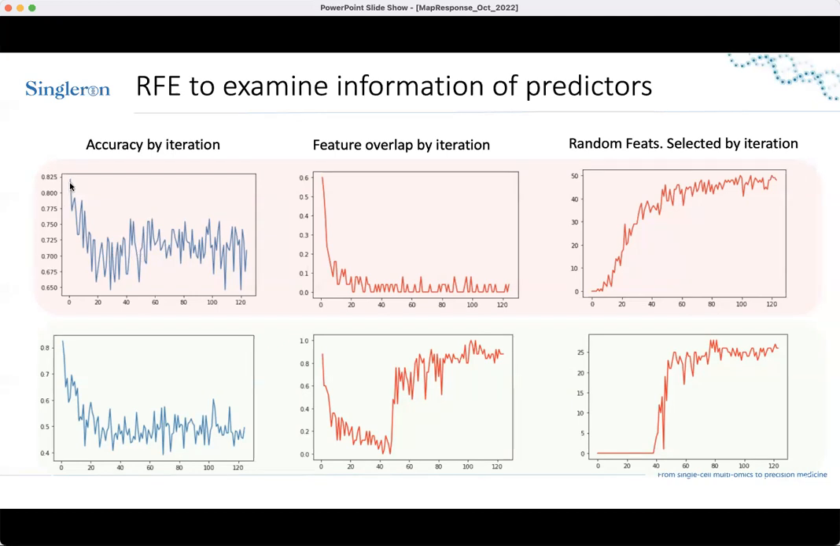In the top one, on the left, the accuracy starts off pretty high and then dips down, but it's always hovering a little over 70%. Then there's feature overlaps by iteration. This means that at each iteration, when you train the model and compare the two trained models at that iteration, the Shapley values, how much overlap is there in what they think are the most important predictors?